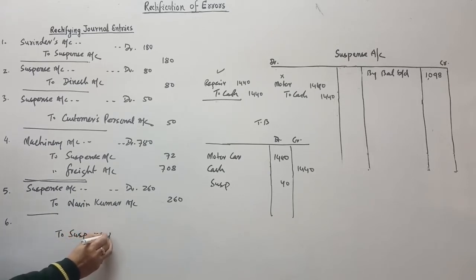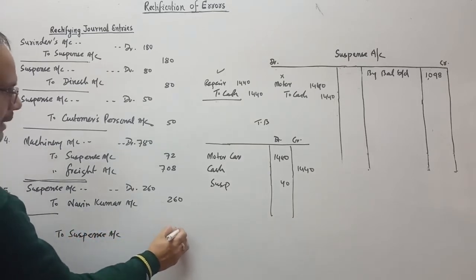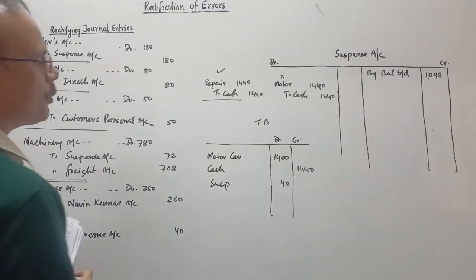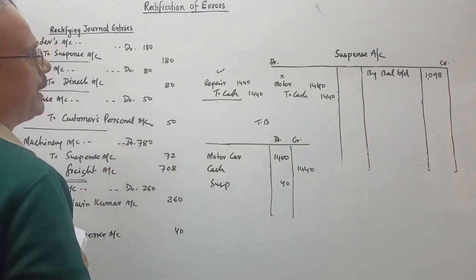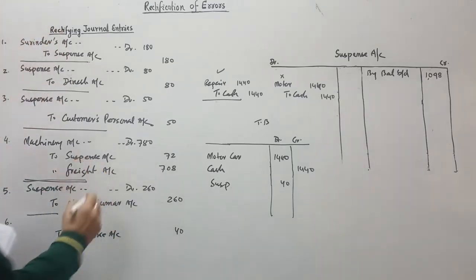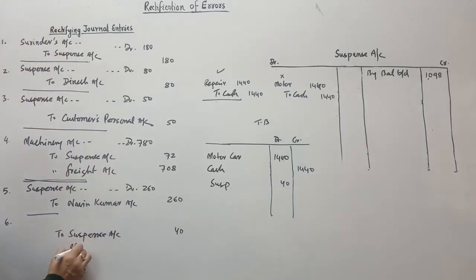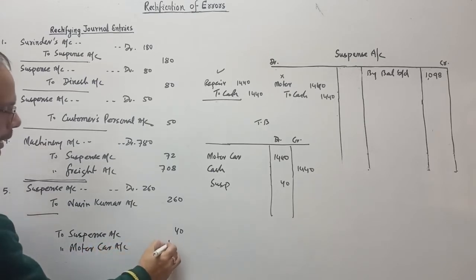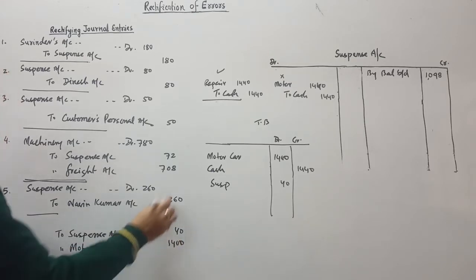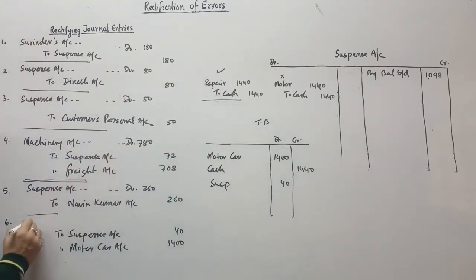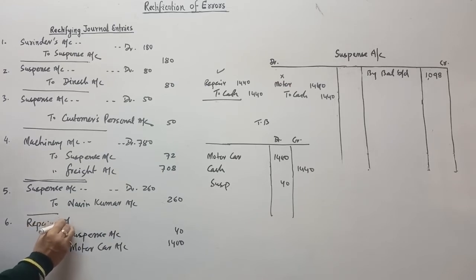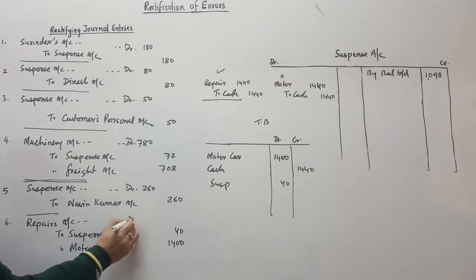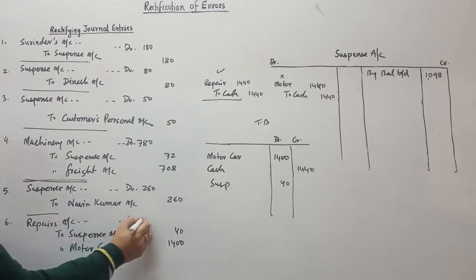You have to credit the suspense account by 40 rupees. Number two, motor car is a wrong account you have opened, so you have to cancel the motor car. Credit the motor car account by 1400, and repair should be at the right place. So debit the repair account, which should be at the right position, by 1440 rupees.